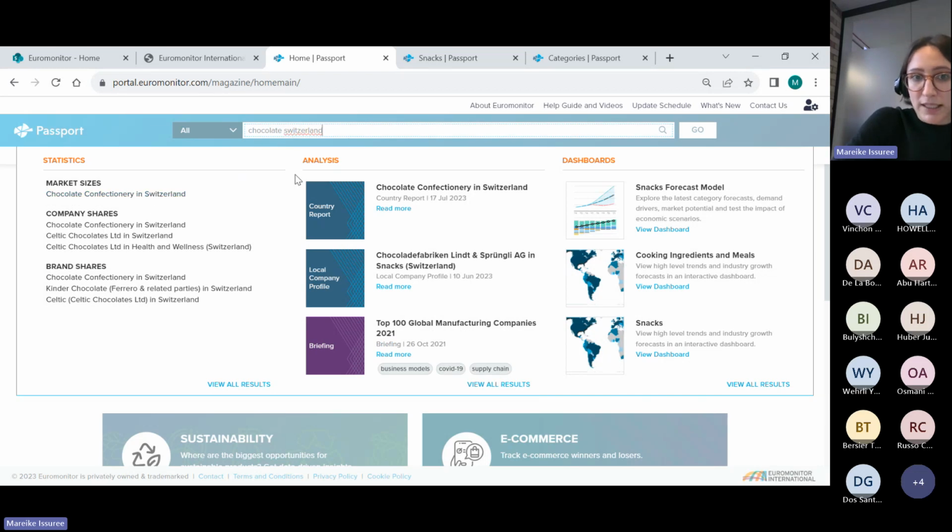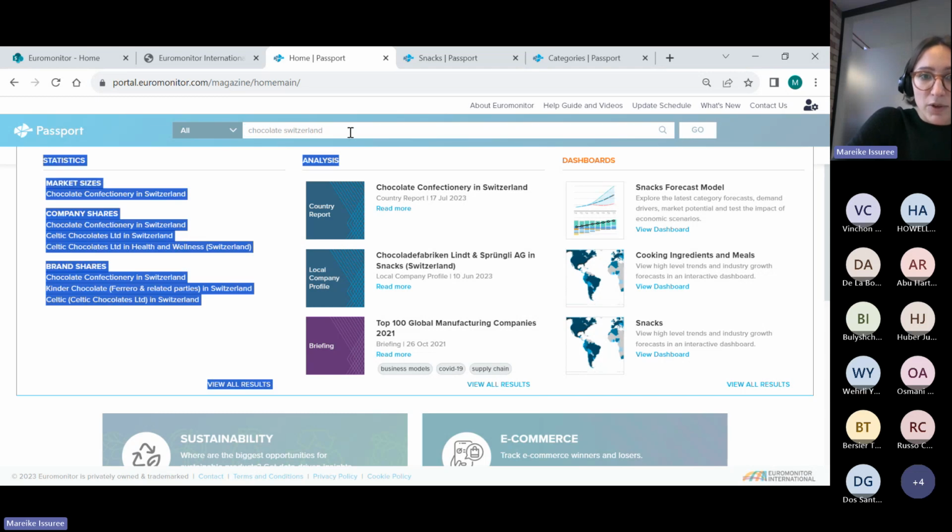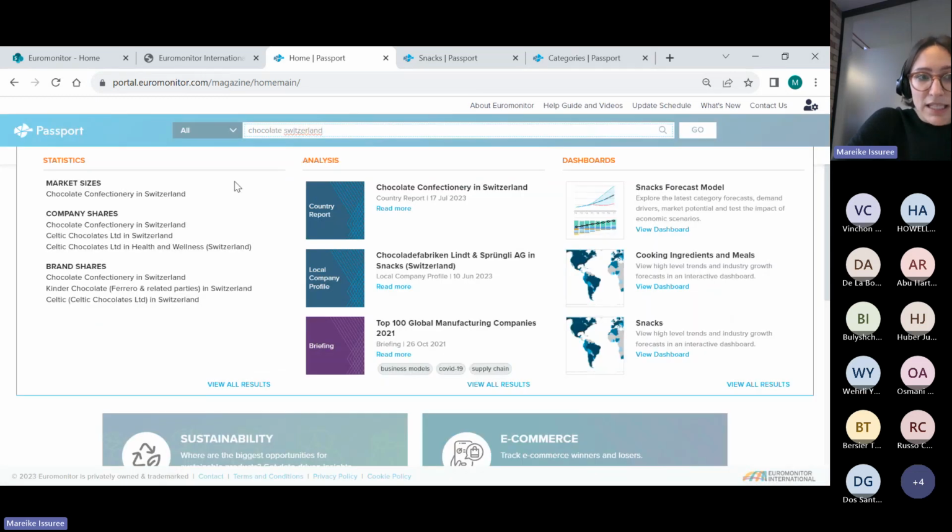For example, if you look for chocolate in Switzerland, you get the different market sizes, company shares, brand shares, but you also get here the latest chocolate confectionery report, as well as any relevant local company profile. So here, for example, for Lindt, we would get a local company profile for Switzerland, and it will also pull any relevant visualization tools like the snacks dashboard or the forecast model. So this is a very quick way of accessing data in Passport.